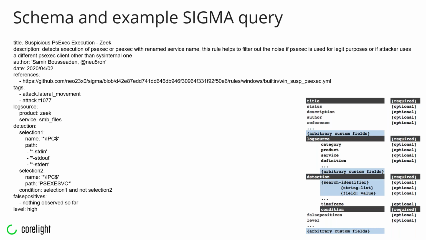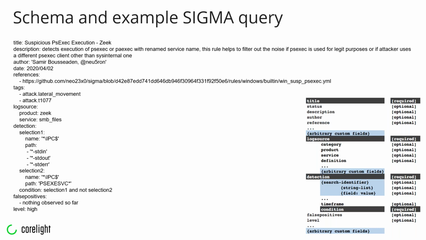This is one that was written around Zeek, and in this case, it's showing a specific PsExec execution, but using a Zeek event. What you see on the right is an example of what the schema for Sigma looks like, and it's pretty standardized; you can read about this on Sigma's website. And then on the left, you see an actual example of this rule.